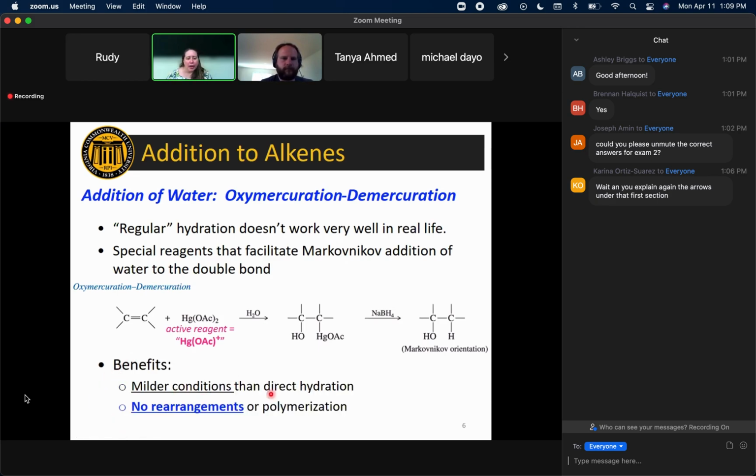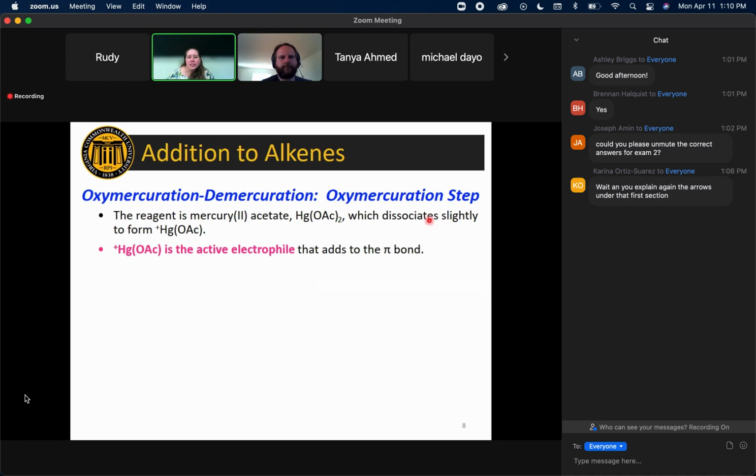But just again to point out, the reason that we're going to do this is because these are milder conditions than using the sulfuric acid method of hydration, and it avoids rearrangements, and it also avoids the possibility of polymerization, because if you create a carbocation intermediate, another molecule of the alkene could act as a nucleophile on that carbocation intermediate to polymerize your initial substrate. Okay, so let's focus on the oxymercuration step.